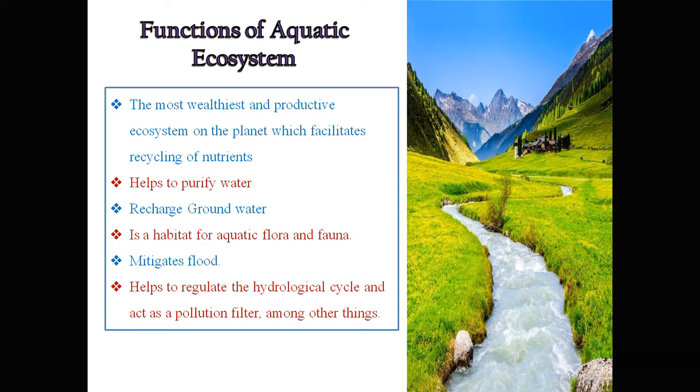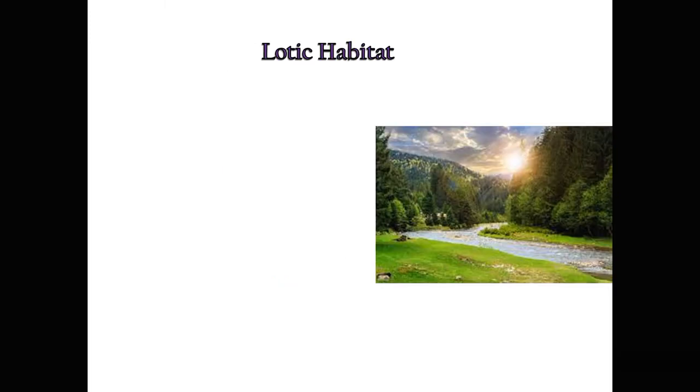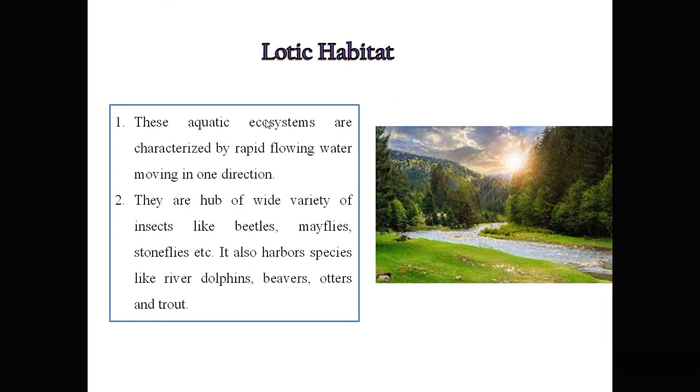Now we'll learn different kinds of ecosystem. We'll start with lotic habitat. These aquatic ecosystems are characterized by rapidly flowing water.